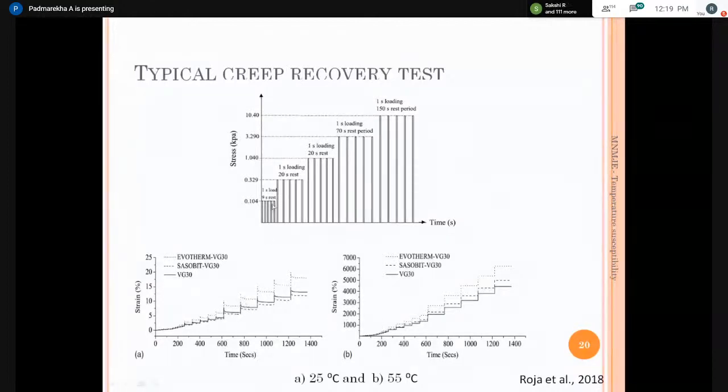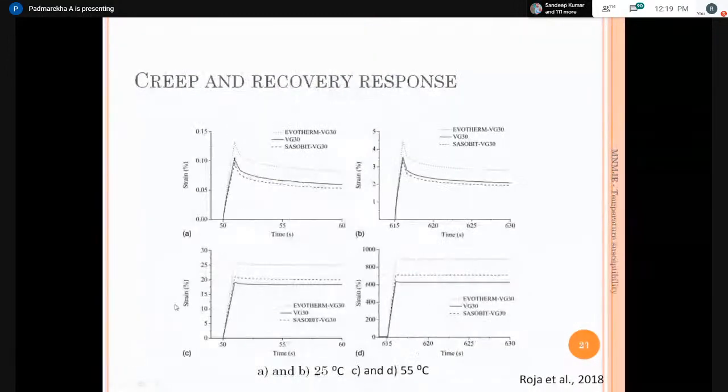This is a repeated loading. We load the bitumen, give some rest period for recovery, again load the bitumen, again give some rest period for recovery. We just do it repeatedly. Let us see one specific cycle. During loading, the material creeps. There is an increase in strain, you can see. And during the rest period, the strain is recovering slowly, but it is not completely recovering. You can see there is a residual strain.